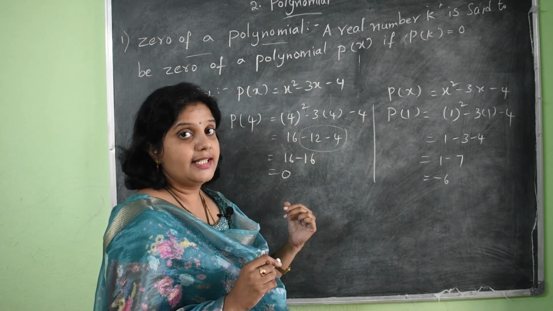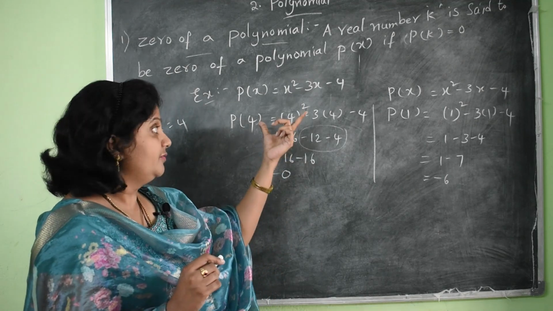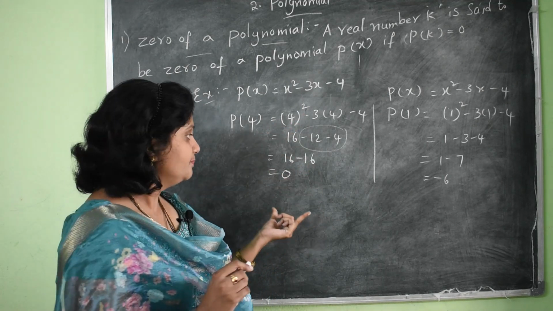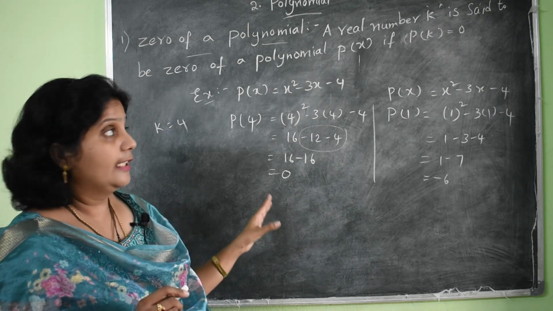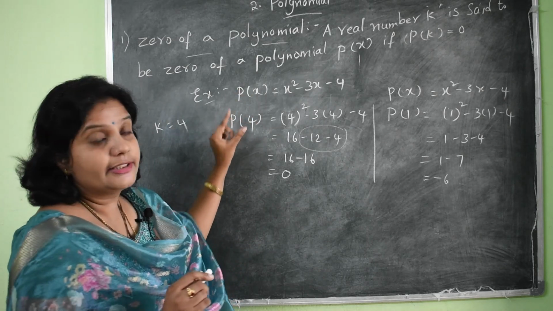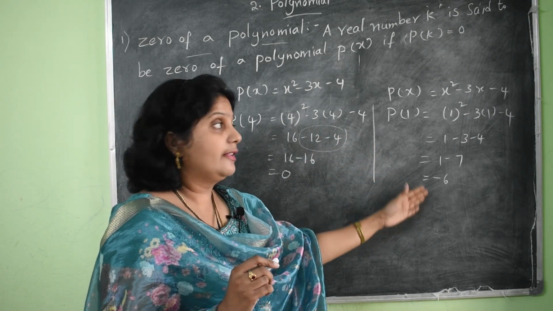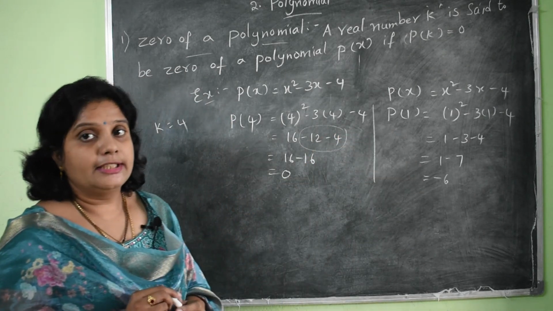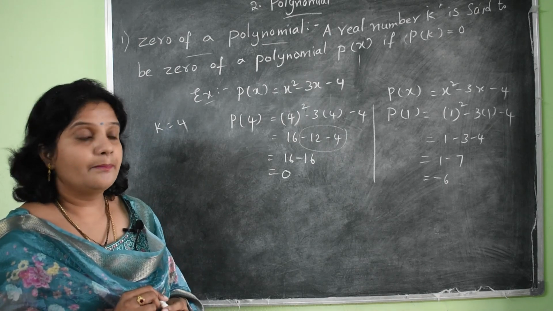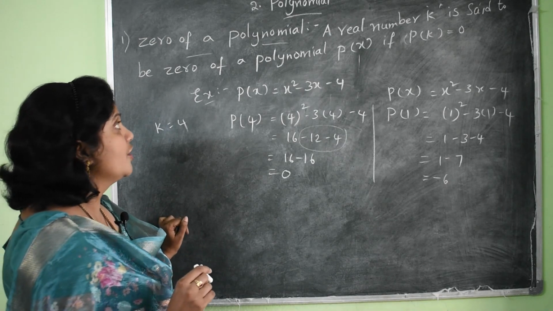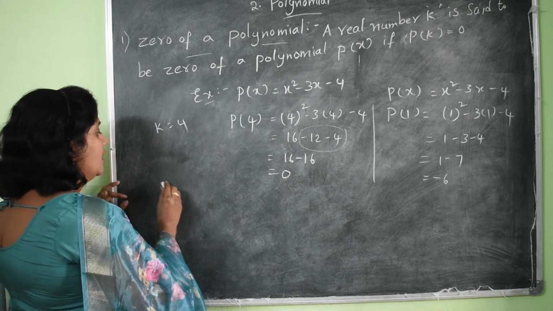Whenever the polynomial is 0, then only we can say that value is called the zero of the polynomial. If it is not equal to 0, then we cannot say that it is a zero of the polynomial. Understood? Now, what is the difference between zero of a polynomial and zero polynomial?